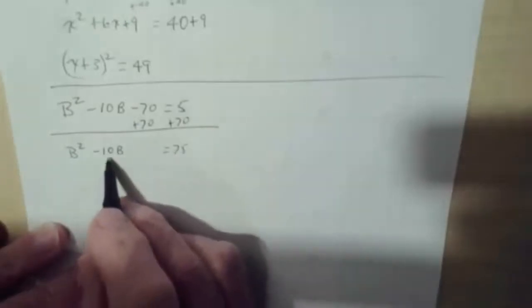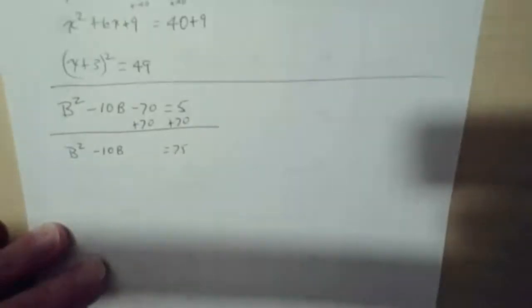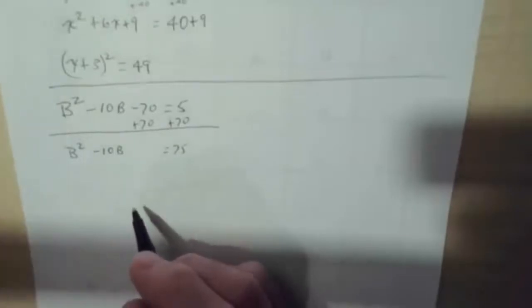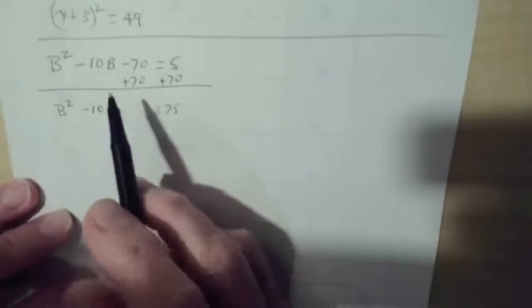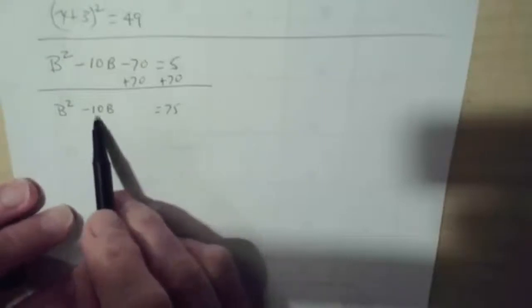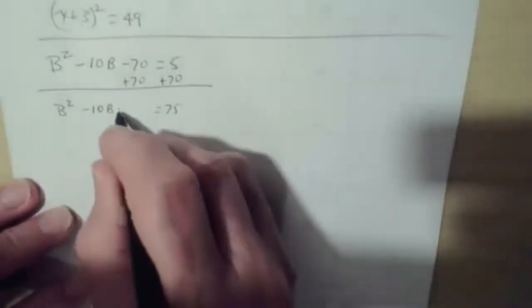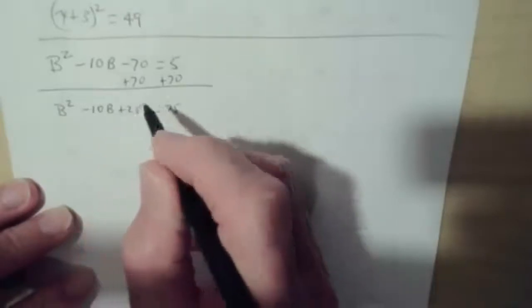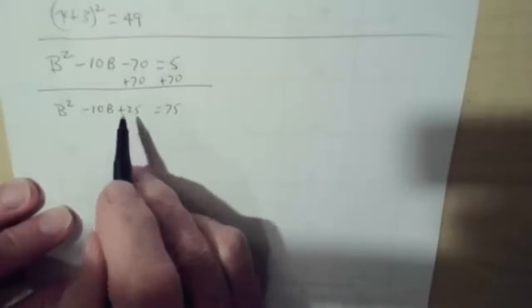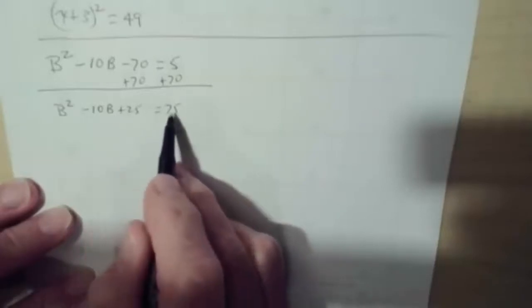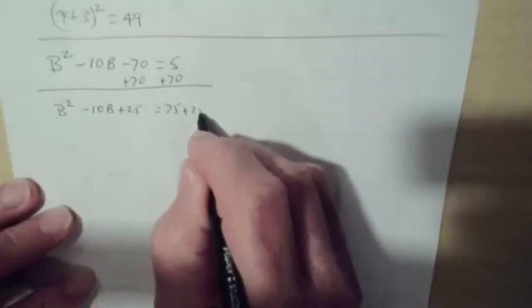Now we take half of 10. It doesn't make any difference that it's positive or negative, because when you square it, it's going to come out positive. So half of 10 is 5, and 5 squared is 25. Now we added 25 to this side, so we have to add 25 to this side.